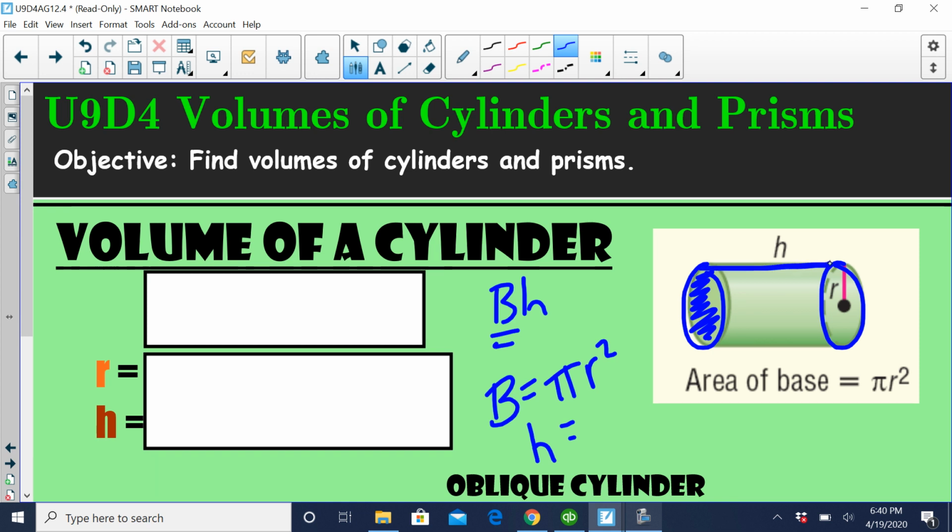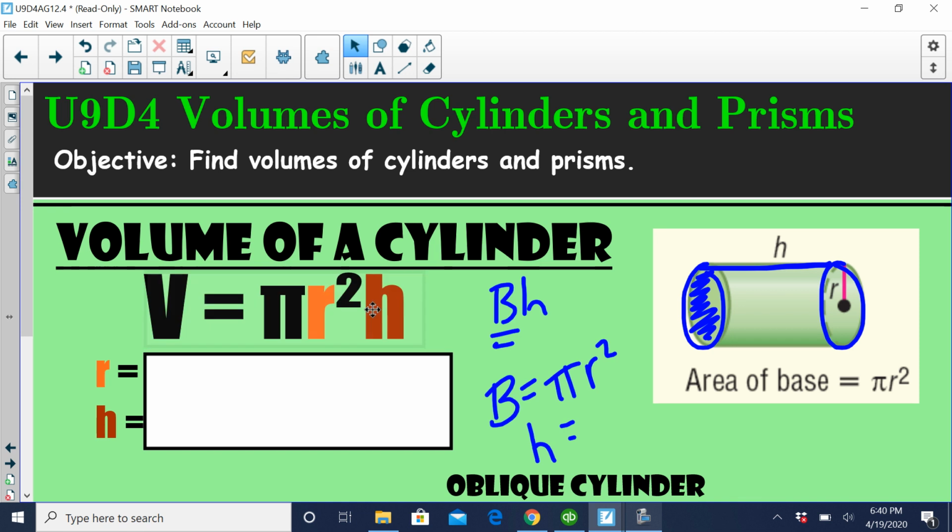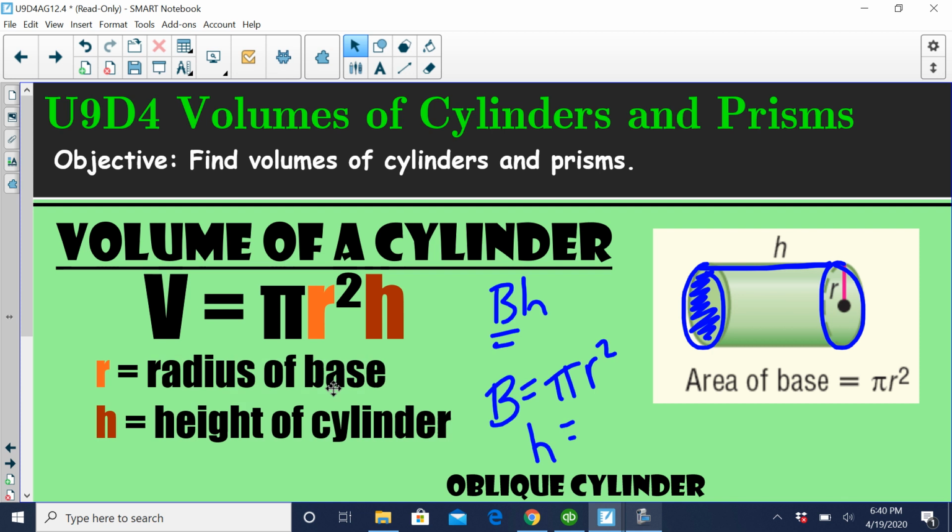Even though it was turned on its side, remember the height is a number that isn't anywhere on the base. Now, your formula sheet will actually give you volume of a cylinder just straight out, and it's pi r squared h, but I kind of wanted to explain where those pieces came from. Okay, r is the radius, h is the height of the cylinder.